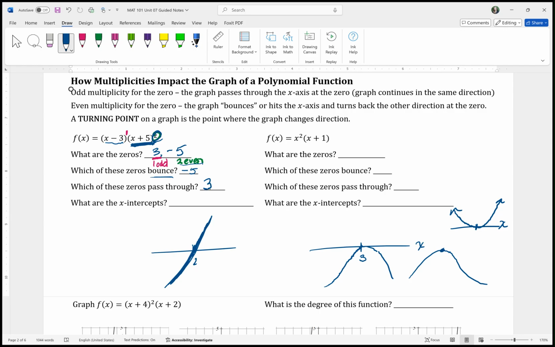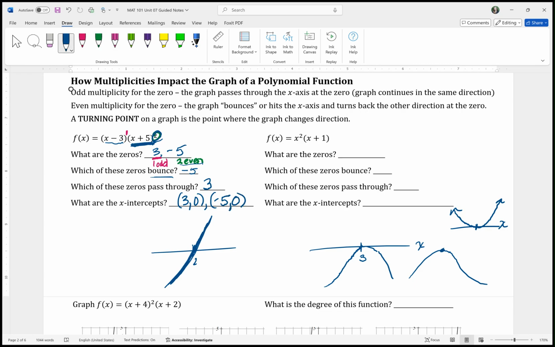And then it's asking, okay, what are the x-intercepts? Remember, we're just taking the zeros and turning them into points with the y values being 0. So this would give us (3, 0) and (negative 5, 0).